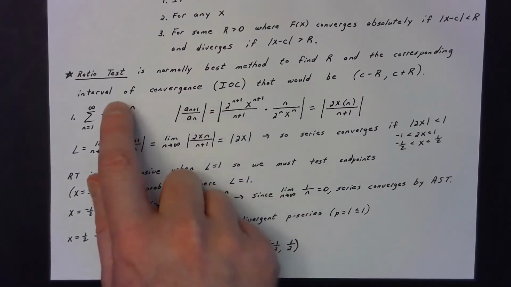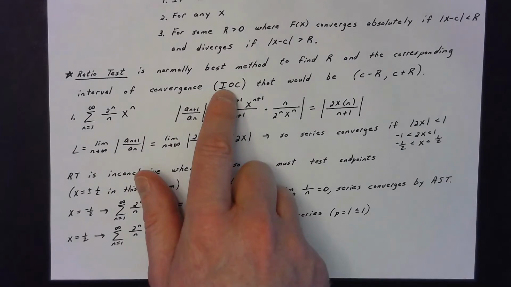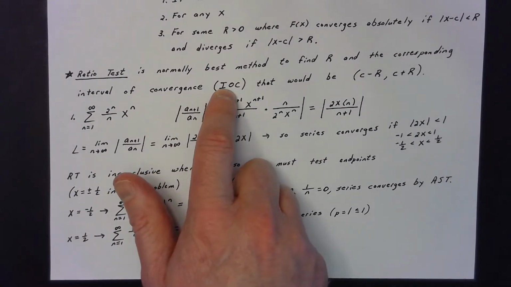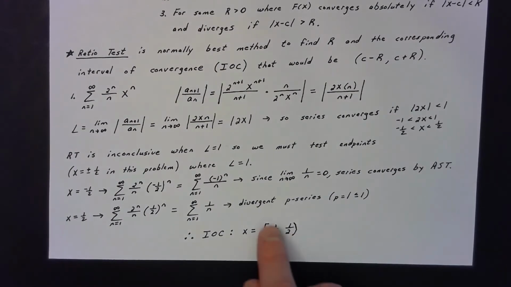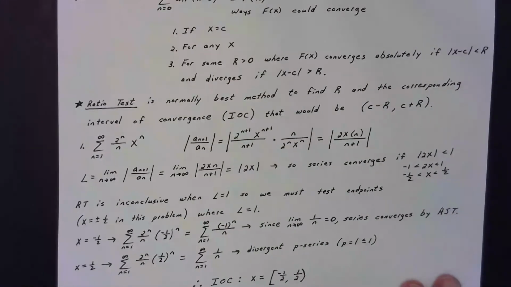And you'll see up here I'll always abbreviate interval of convergence. Instead of writing it out each time, I'll just put IOC. The interval of convergence in this problem is going to go from negative 1/2 to 1/2, and it includes negative 1/2, so bracket, and then a parenthesis around 1/2. You have to remember the brackets and parentheses there.